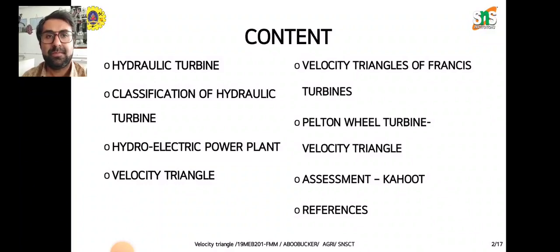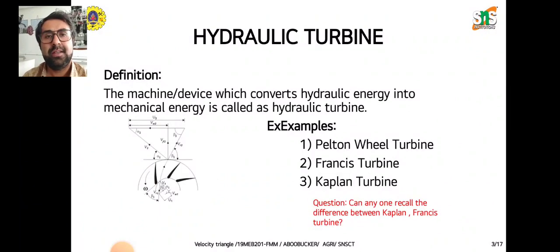So basically, a machine which converts hydraulic energy into mechanical energy is known as a hydraulic turbine. In orthodox terms, it can be defined as the opposite of a pump also. There are a few examples of a hydraulic turbine mentioned here, like a Pelton wheel, a Francis turbine, and a Kaplan turbine.